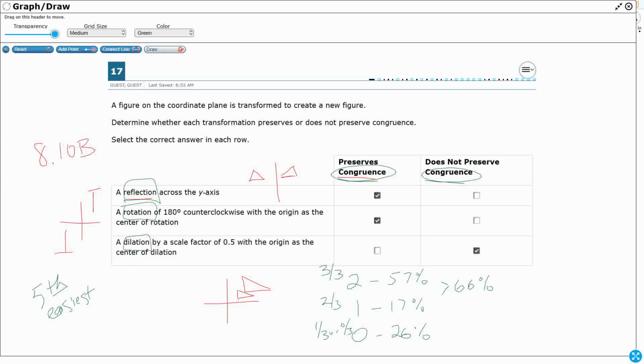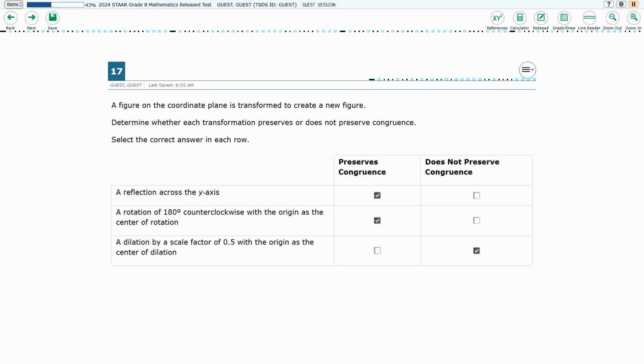But that's the big thing, right? Rigid transformations are reflection, rotation, and translation. Those don't change anything. It's the dilation that gets introduced in 8th grade. That's the new learning, and that's what does not preserve our congruence.